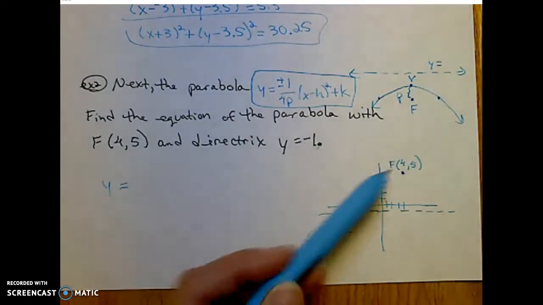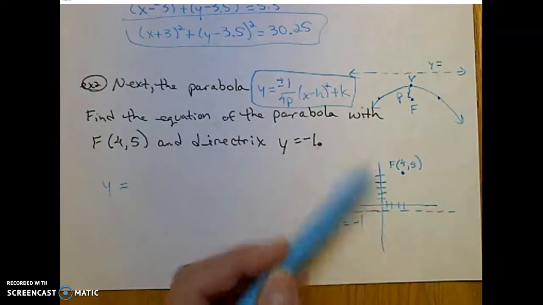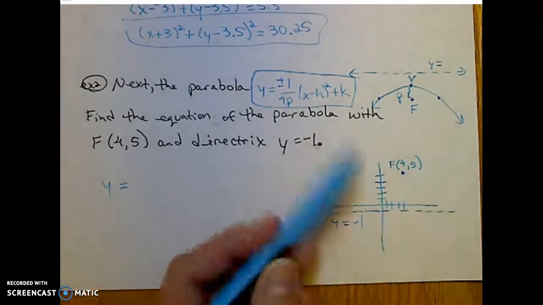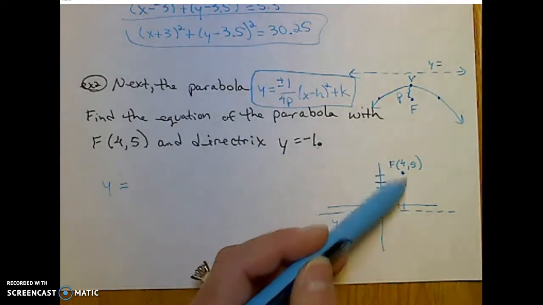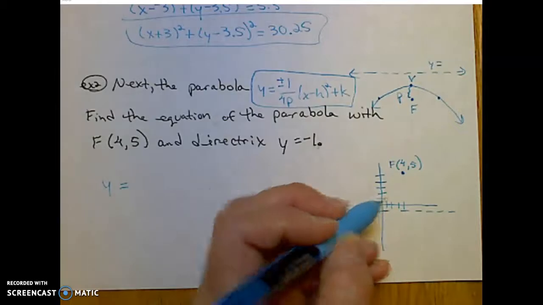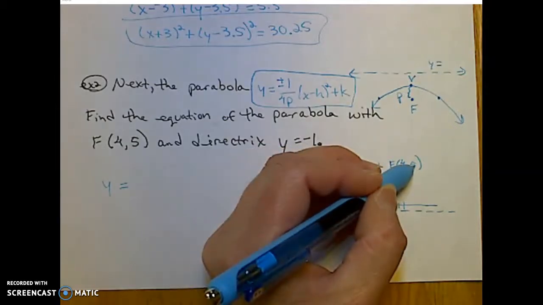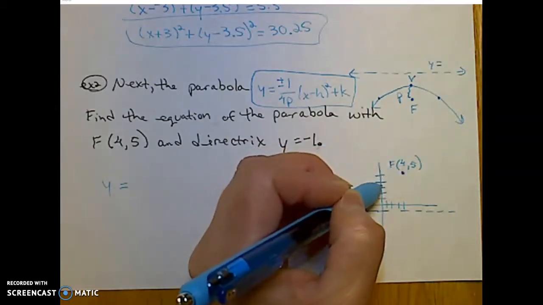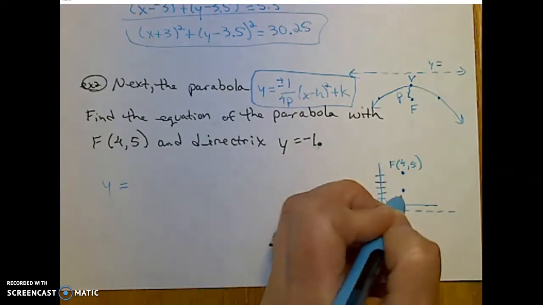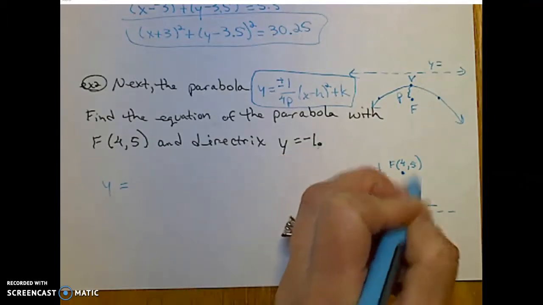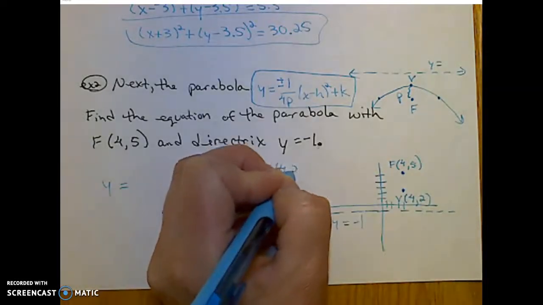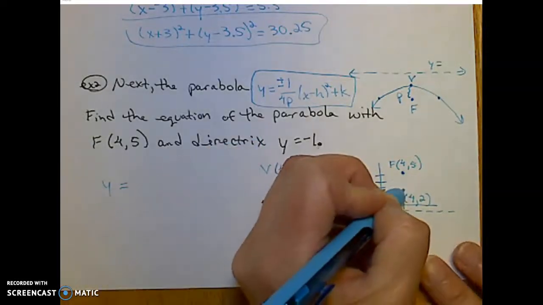Again, it always helps me to sketch. Here the focus is above the directrix, so I know my parabola is going to be opening up. The easiest point to find is the vertex. Notice there are 6 units between 5 and -1. Half of that is 3, so I know the vertex is going to be 3 units below (4, 5): 1, 2, 3. I get a vertex at (4, 5 minus 3), which is (4, 2), and my parabola is going to look something like this.